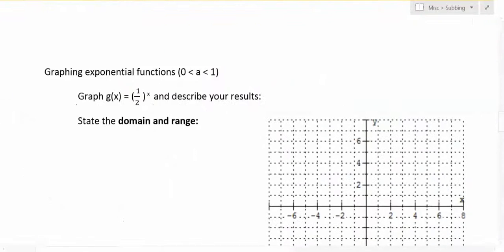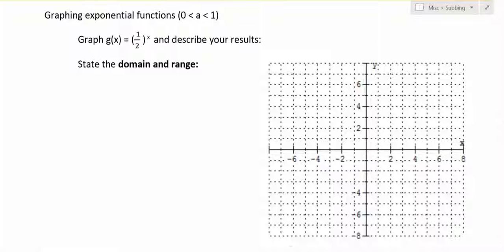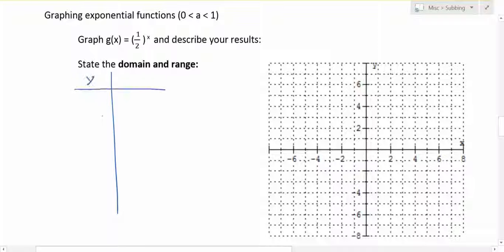So you do have this handout in your notes? Yeah. So try this one for me. Graph that. So you started with maybe an x value of 0. Yeah. So you have x, and then you have 1/2 to the x, like that.